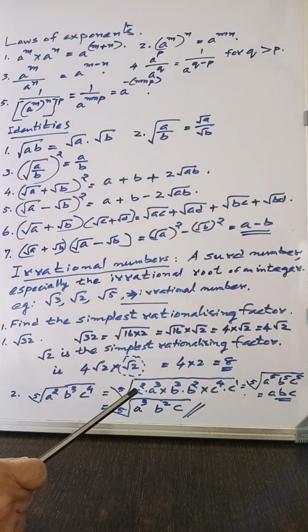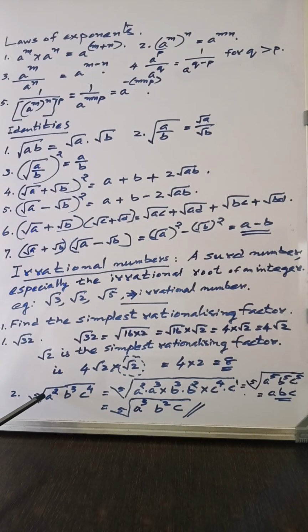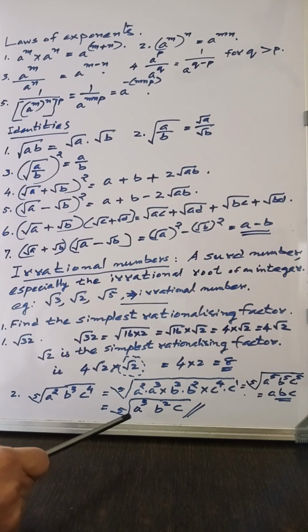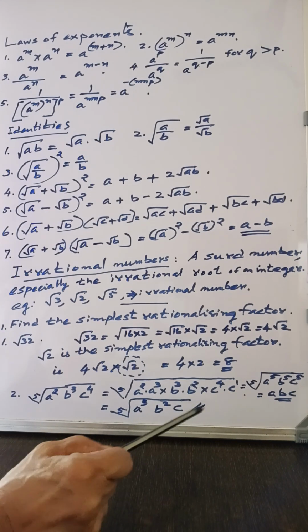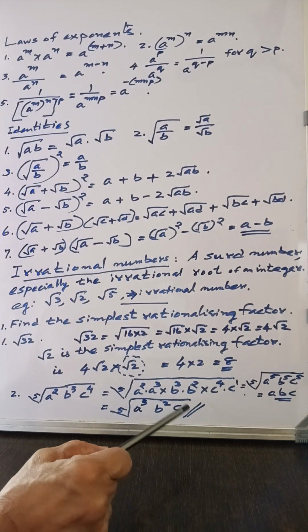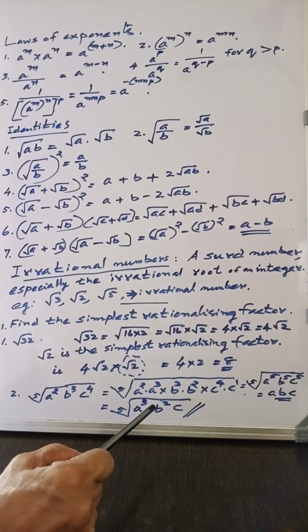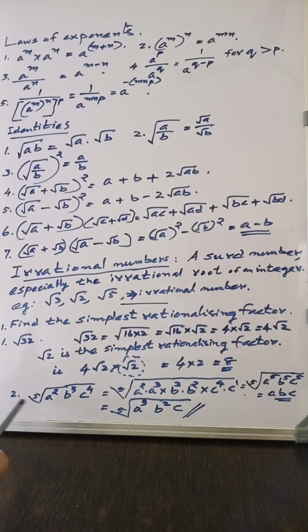Therefore, here we have to insert fifth root of a cube for a squared, b squared for b cube, c raised to 1 for c raised to 4. That is, a cube is additionally inserted here, b squared is additionally inserted here, and c raised to 1 is additionally inserted here. Therefore, fifth root of a cube b squared c raised to 1 is the simplest rationalizing factor for this given irrational number.